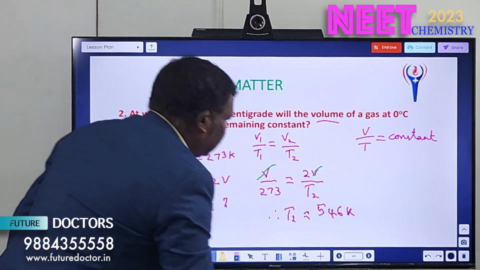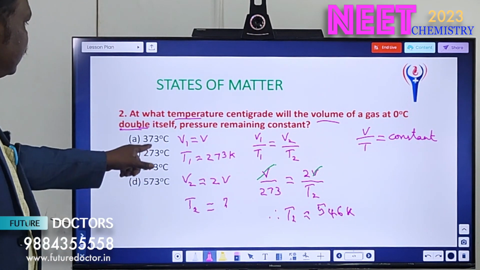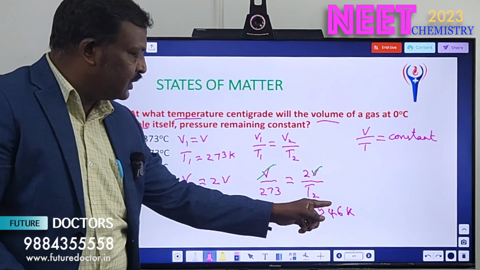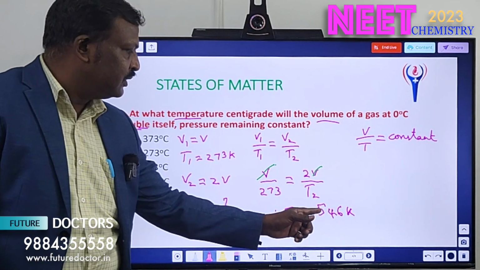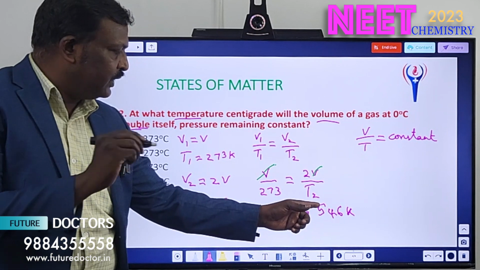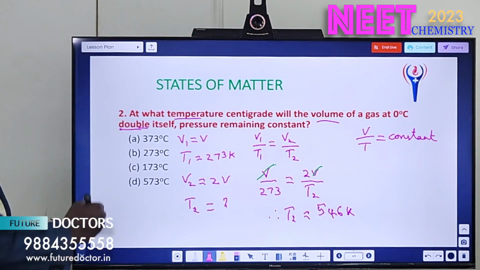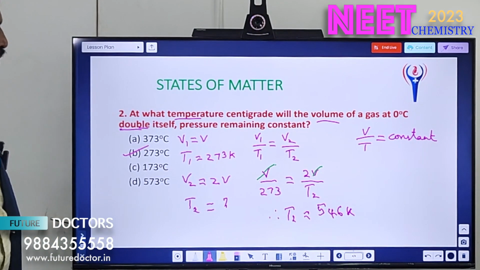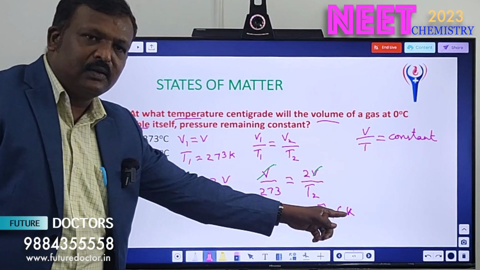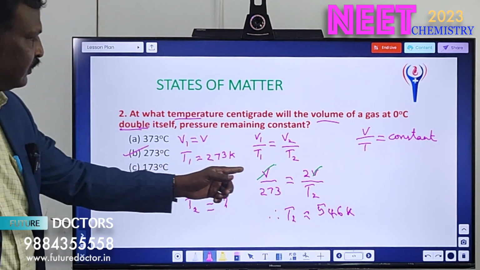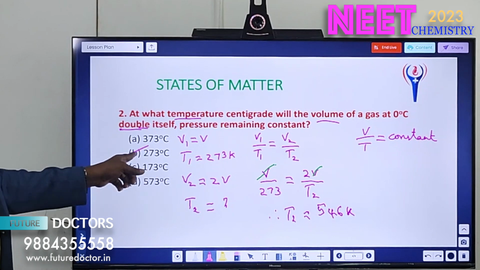Kelvin. Understood? Okay. But see the question, it is given in Celsius. So if you want to convert into Celsius, Celsius means again you subtract 546 minus 273, you will be getting what? The same answer, this answer. So the Kelvin is given means this answer. But see the answer, it is given in Celsius. So 546 minus 273, you will be getting 273.